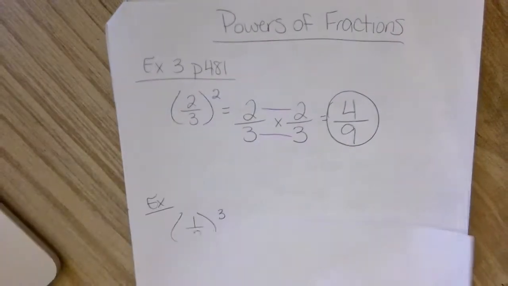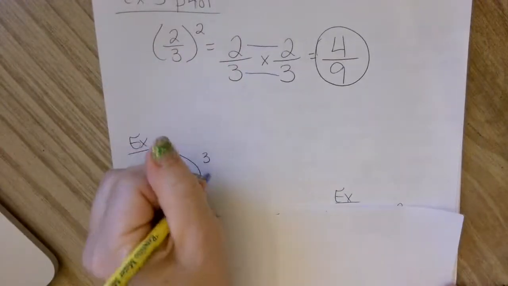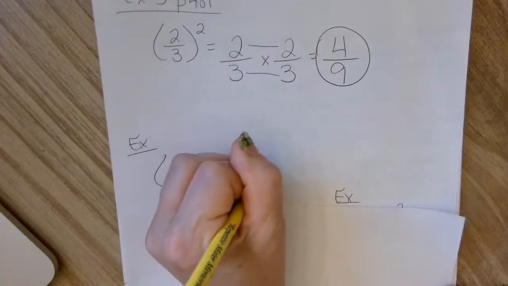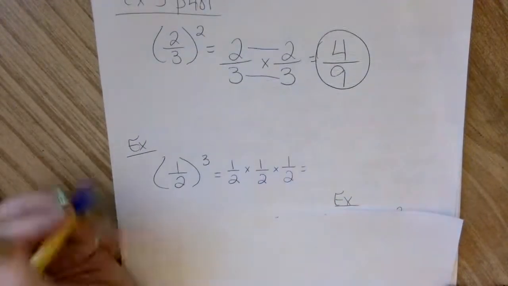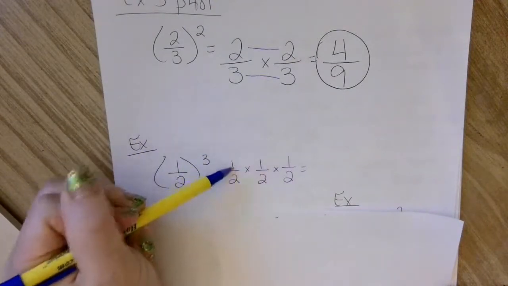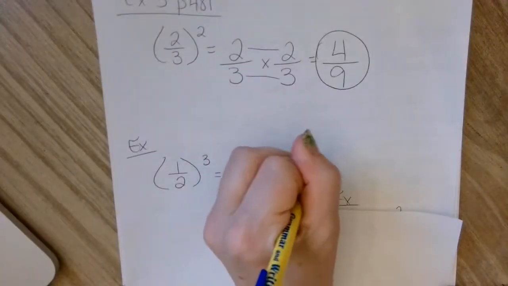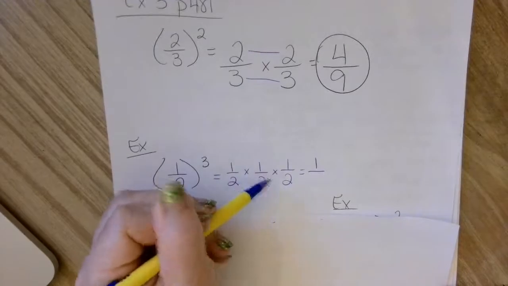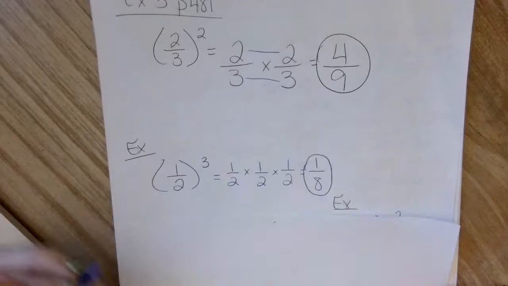So let's do another one. So I have 1/2 to the 3rd power. So what that means is 1/2 times 1/2 times 1/2. So I'm going to do it like normal multiplication of fractions. So 1 times 1 times 1 gives me 1. 2 times 2 is 4. 4 times 2 is 8. So my answer is 1/8.